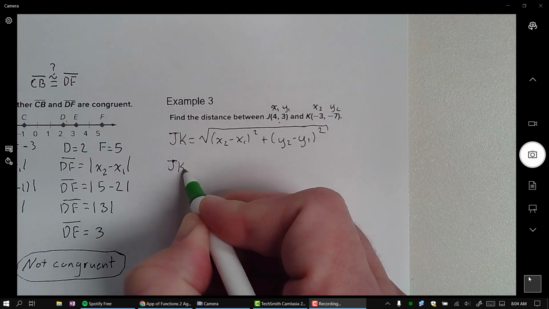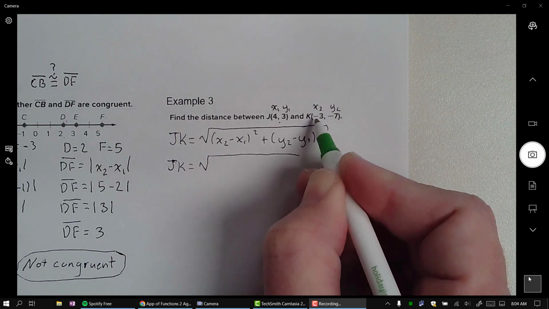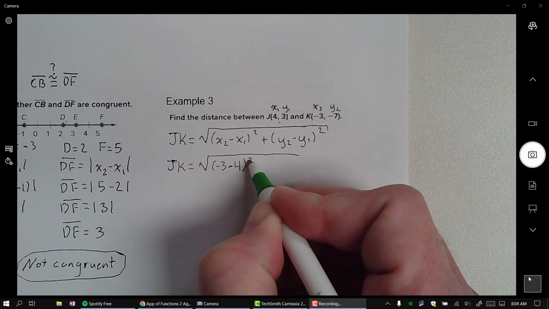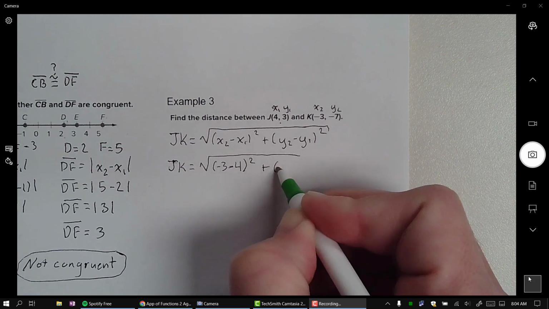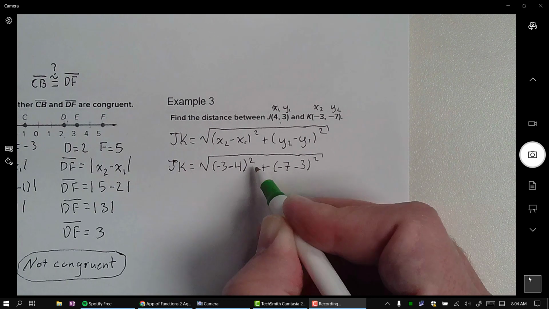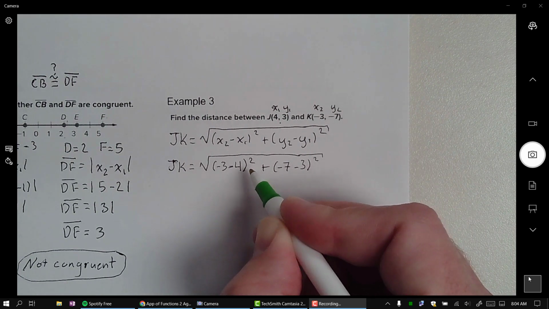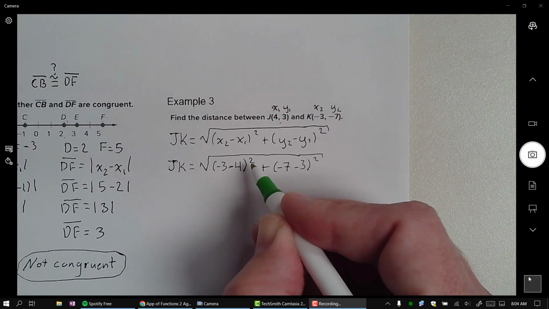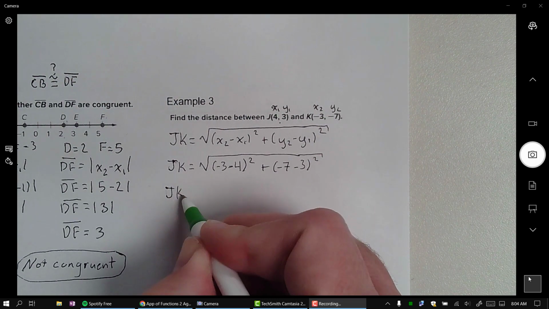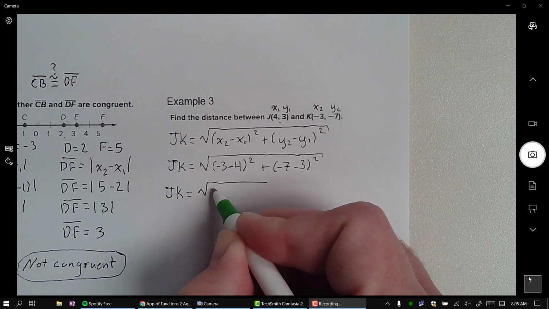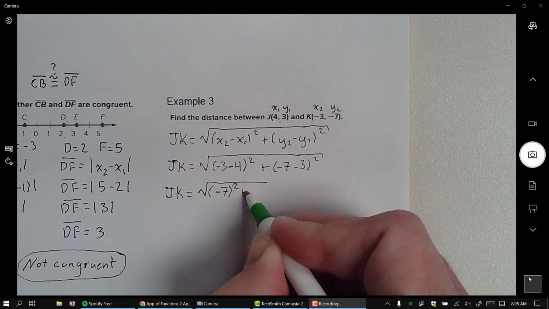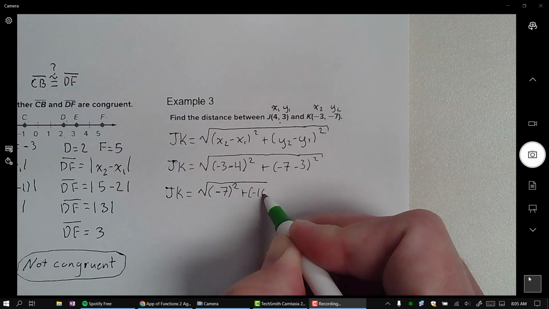So the distance of JK equals the square root of x2 is negative 3, x1 is 4, minus 4 squared, plus y2 is negative 7, y1 is 3, negative 7 minus 3 squared. You'll notice that the squares are known as superscripts. So they're not multiplying this by 2, they're taking whatever's in here and multiplying it by itself. So we'll see that on the next line. JK equals the square root of negative 3 minus 4 gives me negative 7 squared, plus negative 7 minus 3 gives me negative 10 squared.